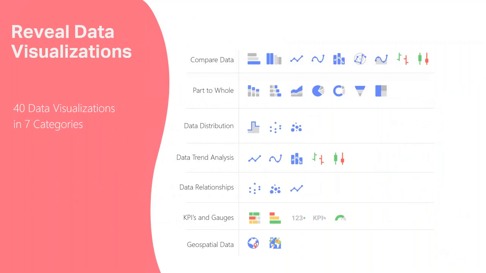So here, if we look at the visualizations in Reveal, currently in Reveal, we ship 40 data visualizations in 7 different categories. Compare data, part to whole, data distribution, et cetera. We went over this about a month ago in our charting best practices webinar.